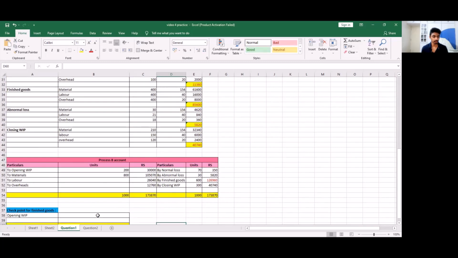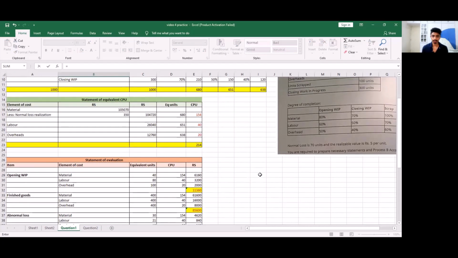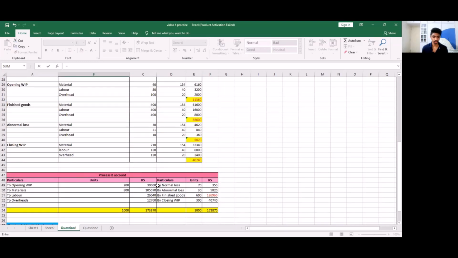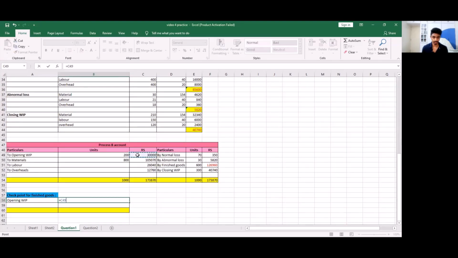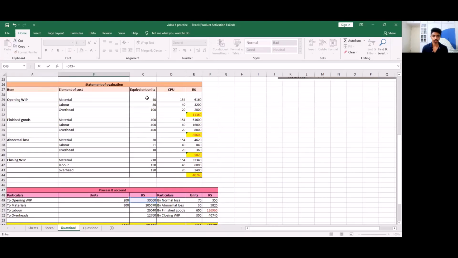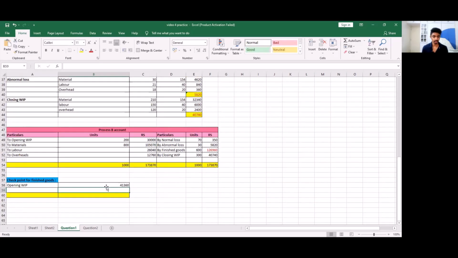So our total opening work in progress is going to be 30,000, which we have in our question and in our process account, plus what we have found in our statement of evaluation, which is 11,360. The sum of this comes up to 41,360. So for opening work in progress, we have 200 units. Next, we have finished goods.